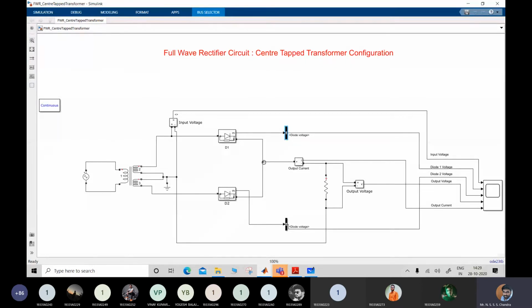Okay, and from the cathode I'm taking one terminal and connecting a current measuring unit. This output current is a current measuring unit. So you know that an ammeter is always connected in series with the circuit.